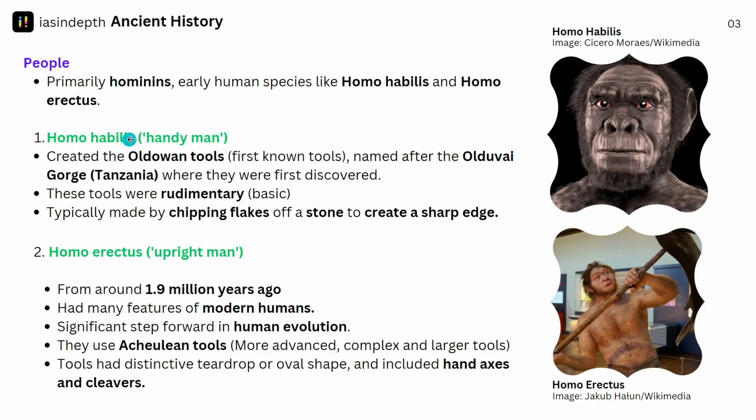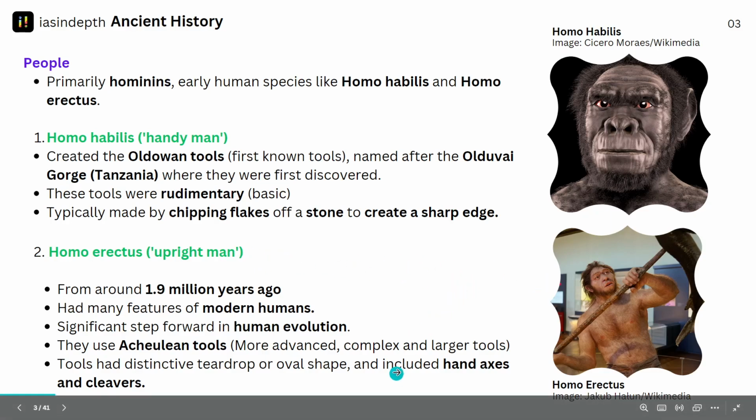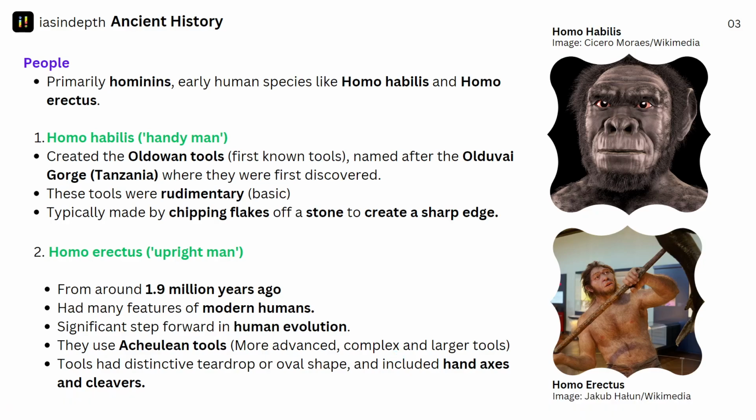Homo habilis are also known as handyman. Homo erectus means upright man. During the period of Homo erectus, we can say this period is a significant step forward in human evolution, because we can see upright man during this period, people who are standing straight. Modern human beings are like that, right? They have this feature that they stand upright.